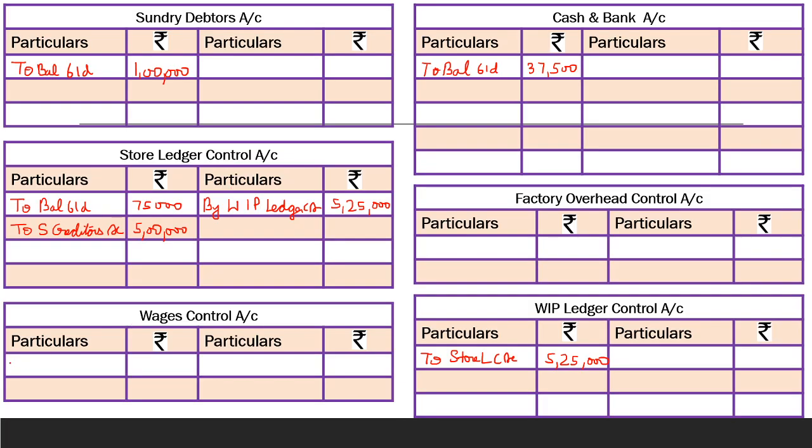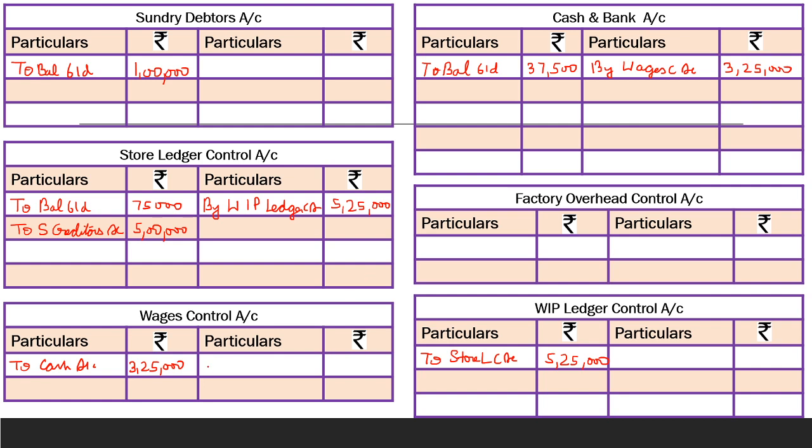On the debit side we write to cash account, as we pay wages amounting to 3,25,000, and on the cash account we write on the credit side by wages control account 3,25,000. Our next transaction is charging of wages.